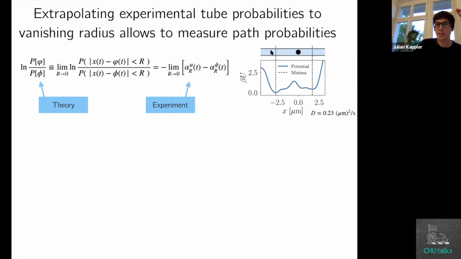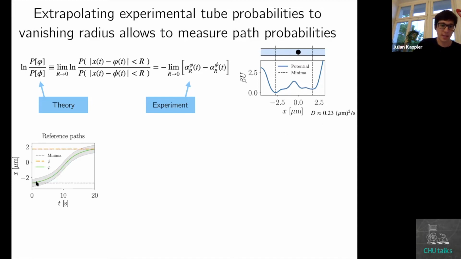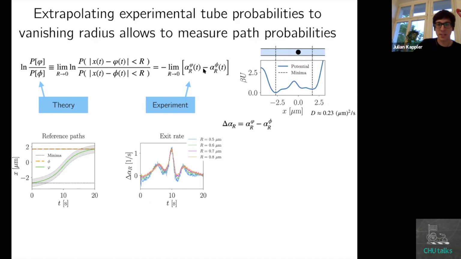We considered, again, here's another picture of the channel that Yannis has. Here's again the free energy landscape. And what we did is we considered again the reference path. This is basically the same path as before, going from this minimum to that minimum. But now we took a faster one. It takes 20 seconds for this one. And we measured the exit rate difference for this path and a path that stays here, a constant path. So we measured at tube radii of 0.5 micrometer, 0.6 micrometer, 0.7 micrometer, and 0.8 micrometer.